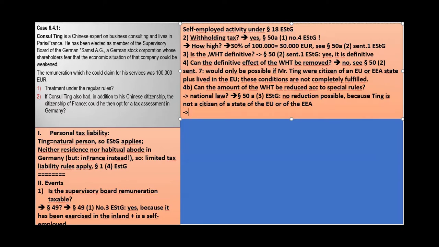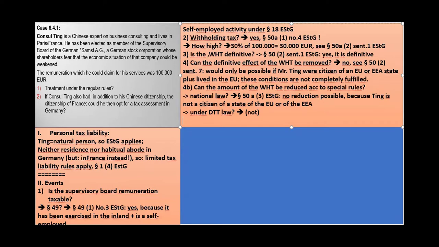Then a reduction might be possible under double taxation treaty law, and that is something which we have not yet spoken about and which cannot yet be expected from you. In this case, does not have to do anything with double taxation treaties, but I can tell you that's not possible in all the relevant cases. In all important double taxation treaties, the right to tax supervisory board remuneration is always given to the country of the company and is never restricted by a threshold, an upper limit or so.